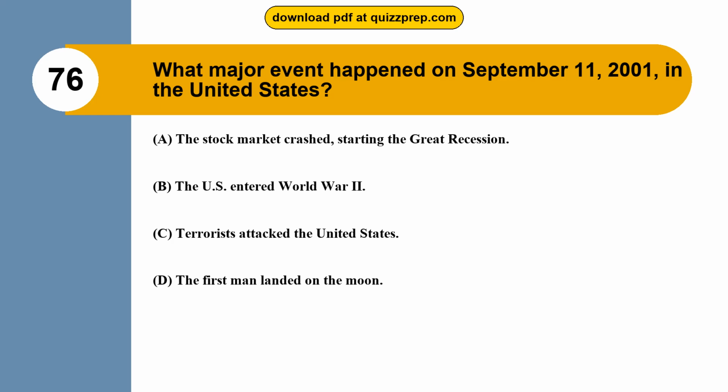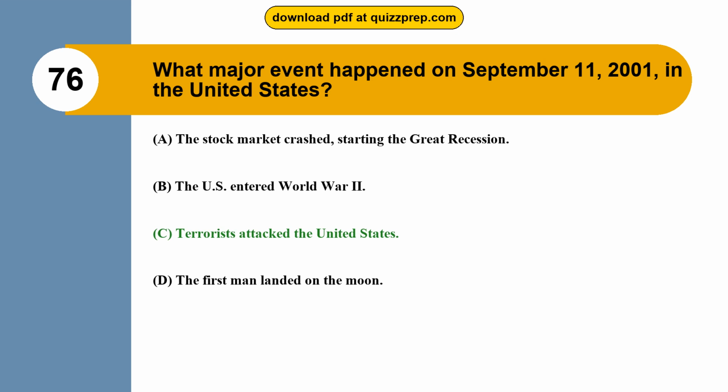Question 76. What major event happened on September 11, 2001, in the United States? Option A, the stock market crashed, starting the Great Recession. Option B, the U.S. entered World War II. Option C, terrorists attacked the United States. Option D, the first man landed on the moon.